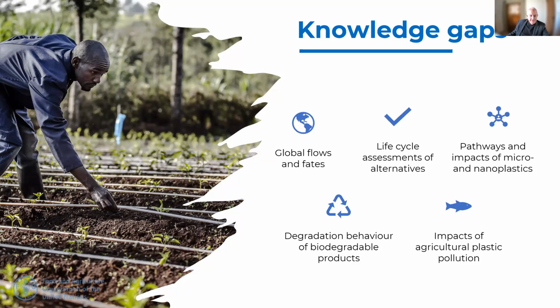temperature and humidity. And this includes aquatic environments and soils in various climatic zones, products not in direct contact with soil, and synergistic effects with other chemicals. And lastly, the impacts of agricultural plastic pollution on microbiomes, soil and water quality, and long-term soil productivity.